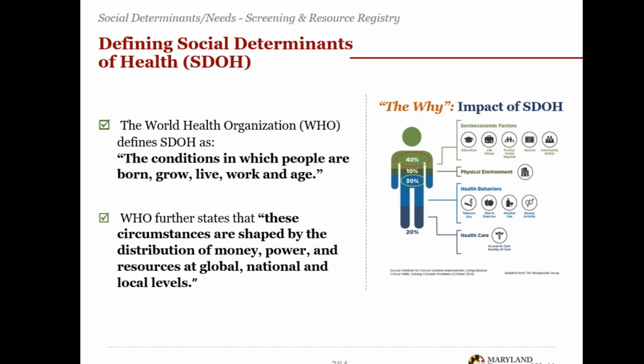So the why, the impact of social determinants of health. Some of you probably have seen the iceberg, that you see the tip of the iceberg at the clinic visit. However, there are all these underlying factors, and 40% of what impacts your health and well-being is socioeconomic factors. Examples are education, job status, family social support, income, community safety. Only 20% is access to care and quality of care. So it puts things in perspective.